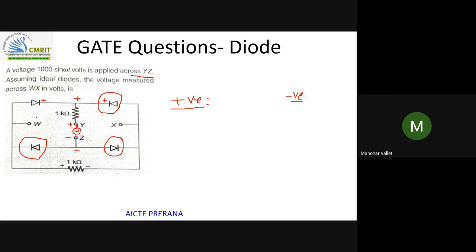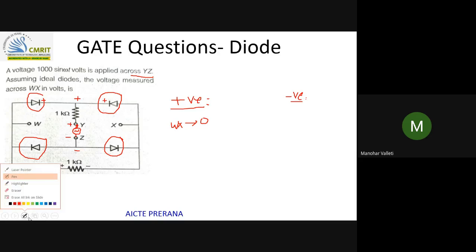So is there any possible way to reach W and X? This applied input. Because across W and X only the load is there. Some resistance is there, right? If applied input somehow reaches here, you will get some output. But this is open, this is open, this is open, this is open. All are open only. So will you get any output during the first half cycle? No, right? So across W and X, output will be 0. Fine.